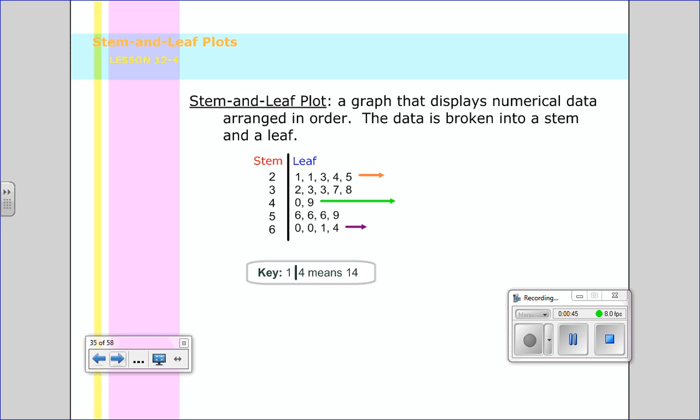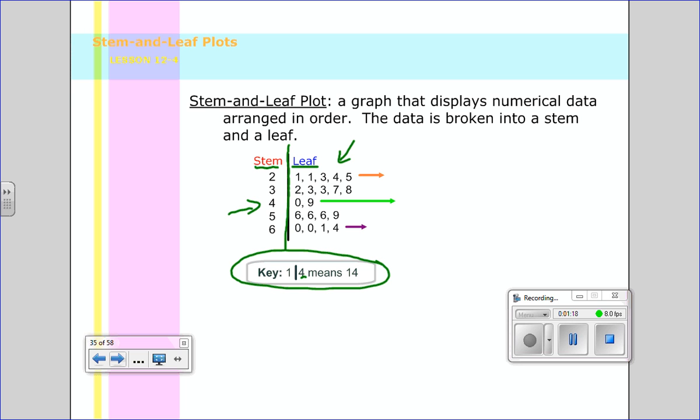You can see I have an example one down here, where there's this line that separates it. We have our stem and our leaves. What you'll notice is the stem here is in order: 2, 3, 4, 5, 6. And then for each stem, there could be 1, 2, 3, or more leaves with it. How we know what the information means is by looking at this key down here. When they have a 1 in the stem and a 4 in the leaf, it means 14.